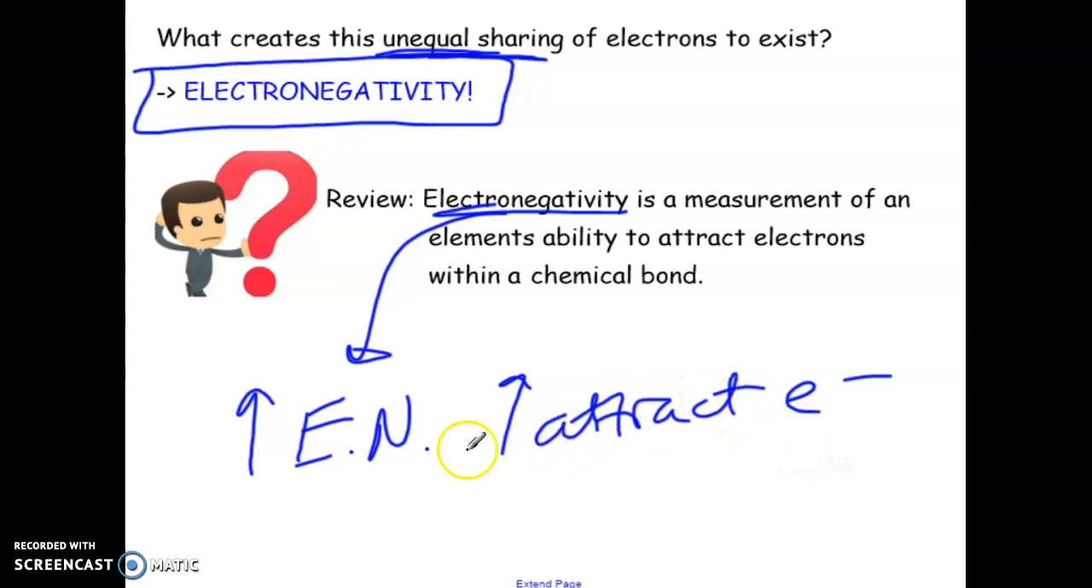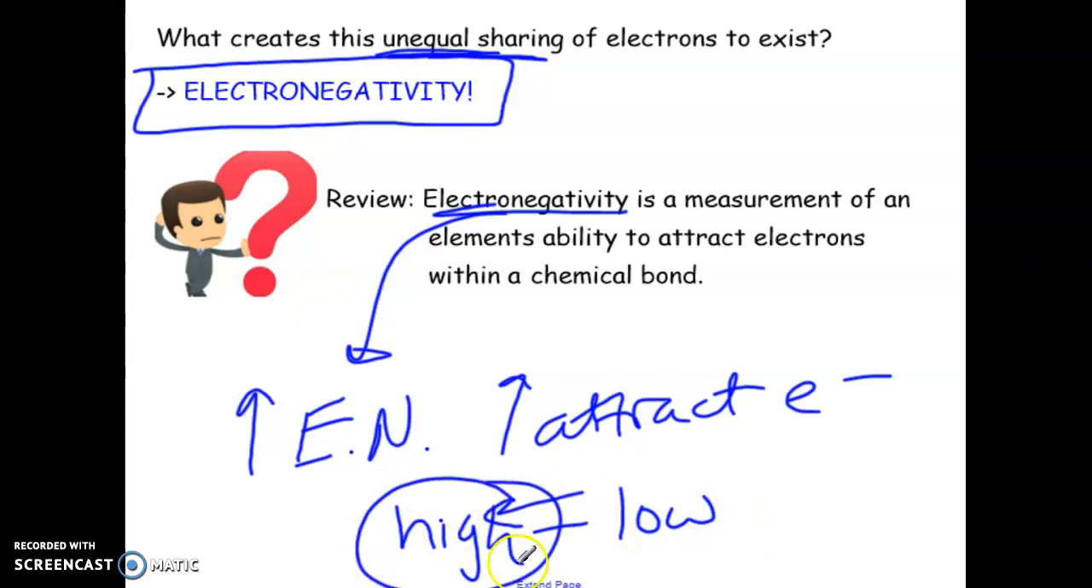Obviously this will make a difference, because if I have one atom that has a high attraction and one atom that has a lower attraction, right? So imagine I have something high bonded to something low. The electrons are going to be attracted to the element that is higher in attraction. So that's why you have that unequal sharing. If they're both the same, then they're going to be equally shared. But if one has a higher amount than the other, the electrons will basically be pulled to one side more than the other.